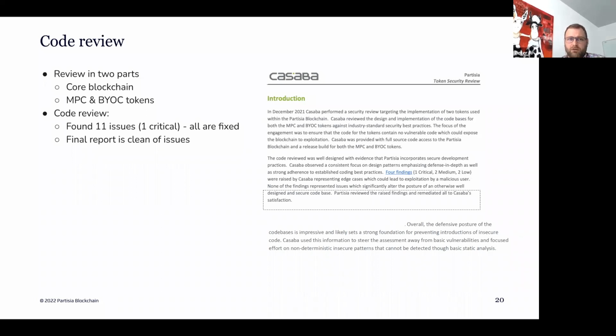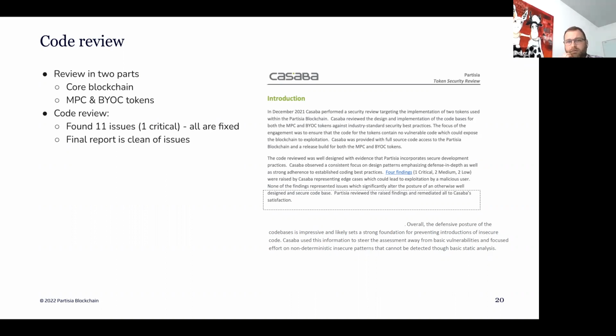They also looked through the economical part, the parts that Kurt just covered, where we have the MPC tokens and the bring your own coin token. All of these parts were reviewed by Casaba, and they found 11 issues in total. And not to brag, but that's a low number. That's a very low number. We've looked at all these issues, and all of them have been fixed, and we've gotten a clean report.